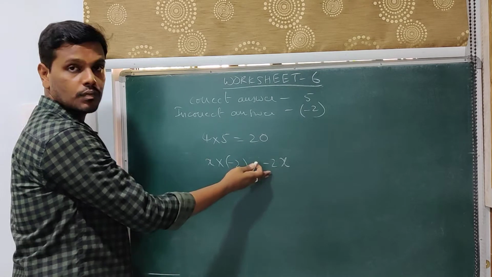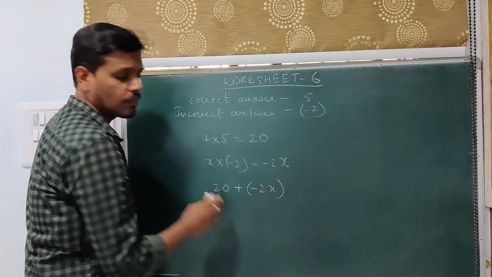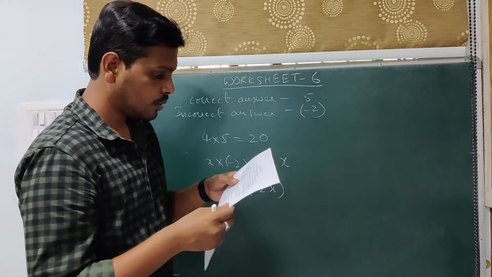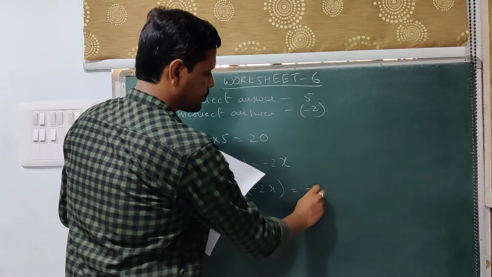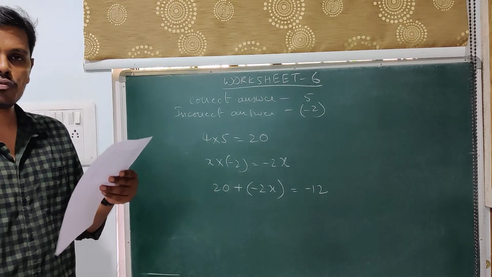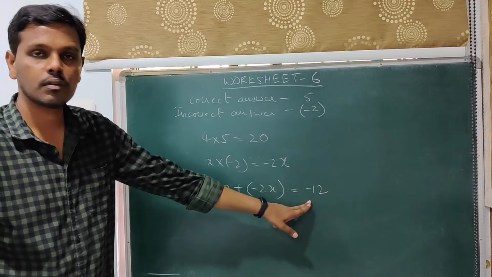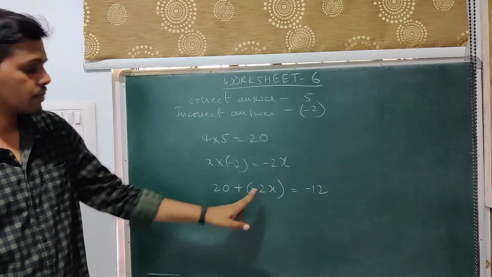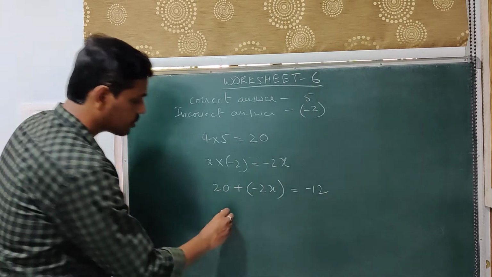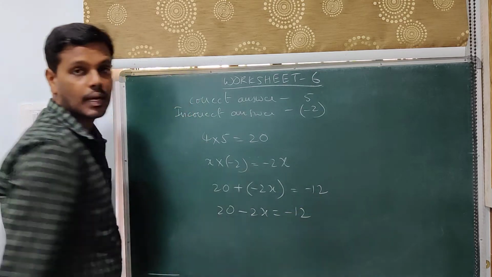Now let us calculate the total marks. Total marks is the summation of these two. That is 20 plus minus 2x. And these total marks they have given you as minus 12. That is, Jaya has scored minus 12 marks. So this total marks is minus 12. Now this is a simple equation. We have to solve for the value of x. Plus into minus is minus. So this is 20 minus 2x is equal to minus 12.